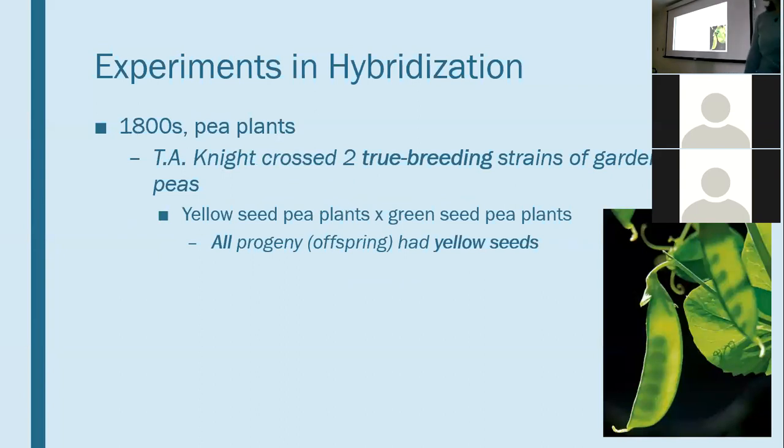So pea plants. I'm going to spend a lot of time talking about pea plants. In the 1800s, T.A. Knight crossed two true breeding strains of pea plants. One was a yellow pea plant and one a green pea plant. The yellow pea plants, if they were bred together on their own, only produced yellow seeds. The other one only produced green seeds. When they were bred together, all of the offspring only made yellow seeds. Green seeds gone completely, even though one of the parents definitely had green seeds.